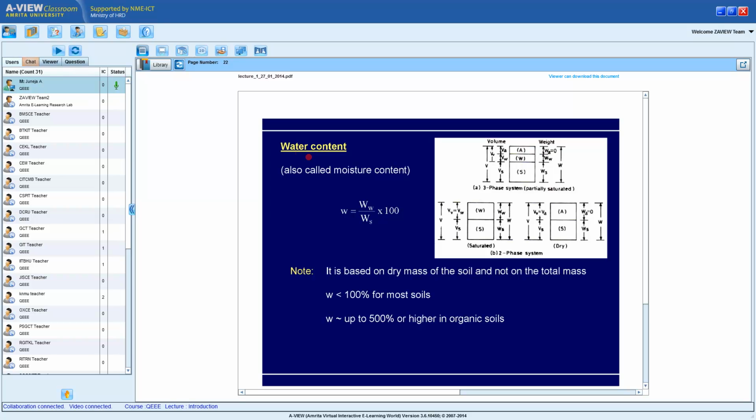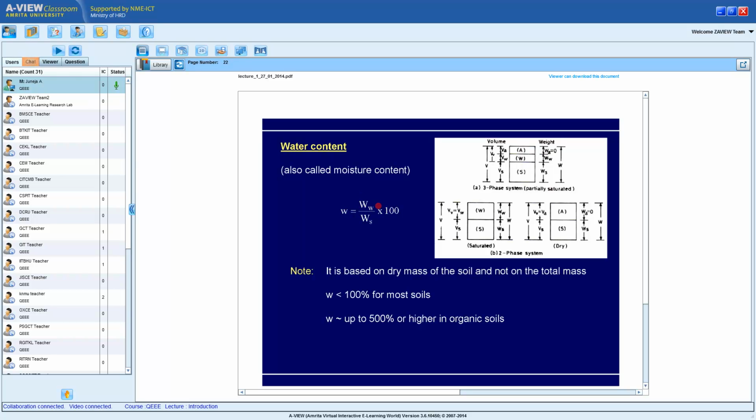That's how I like to say. Take them as a tablet. So the first one is water content. Water content is also called moisture content. It's a ratio. A ratio would mean that there is no percent. As I write 100 multiplied by 100, it becomes percent. If the 100 does not exist, it becomes a ratio.